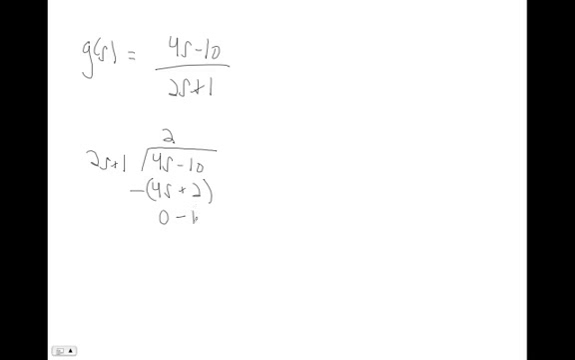And then minus 10 minus 2 is minus 12, and that's the remainder. So it goes in 2 times plus the remainder of minus 12. And so this g of s is actually equal to minus 12 over 2s plus 1, and then plus 2. And by multiplying this 2 top and bottom by 2s plus 1, and adding the 2, you can get back to this and see that it is in fact true.